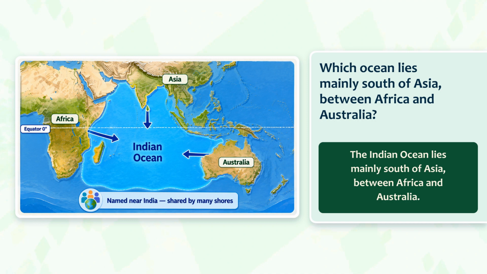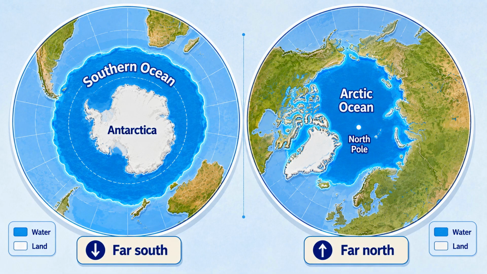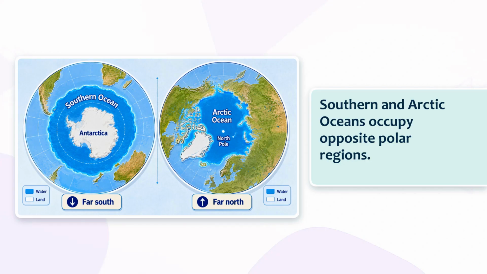Next, compare the ocean regions around Earth's far south and far north. The Southern Ocean surrounds Antarctica in the far south, while the Arctic Ocean lies around the North Pole in the far north. The 2 polar anchors make their opposite positions clear. Look at the 2 ends of Earth. Southern and Arctic Oceans occupy opposite polar regions. One is anchored by Antarctica, the other by the North Pole.